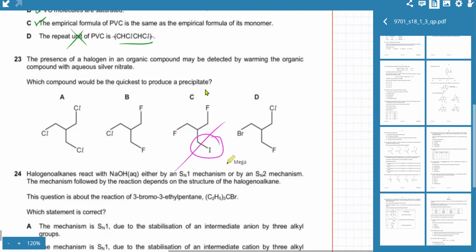So I minus would break off very easily and react with Ag plus to form an AgI precipitate. So that would be the quickest precipitate that you're going to get. The C-F bond is very strong. It might not even break in the first place, and it won't produce ions. So the C-I bond would be the fastest reaction.